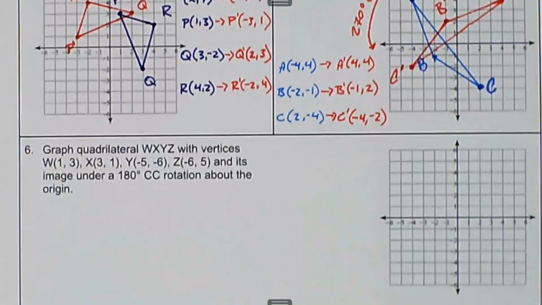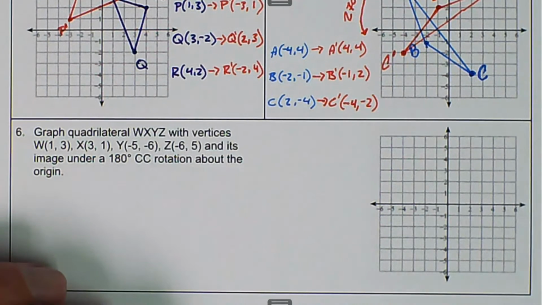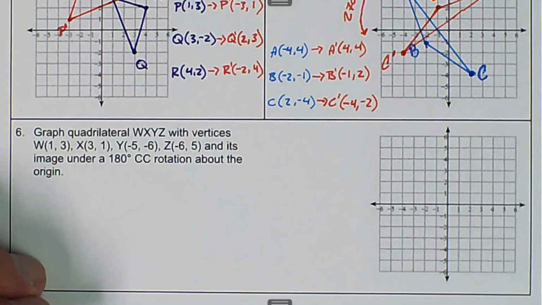And then we have example 6. Graph quadrilateral WXYZ with vertices of W(1, 3), X(3, 1), Y(-5, -6), and Z(-6, 5), and its image under 180 degrees counterclockwise rotation about the origin. So 180 degrees in my mind is the easiest to do because all you have to do is just add a negative sign in front of all of the coordinates.